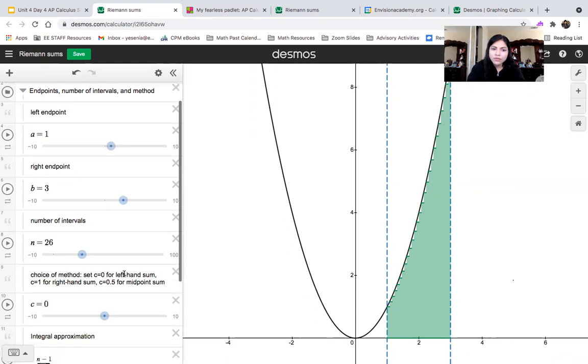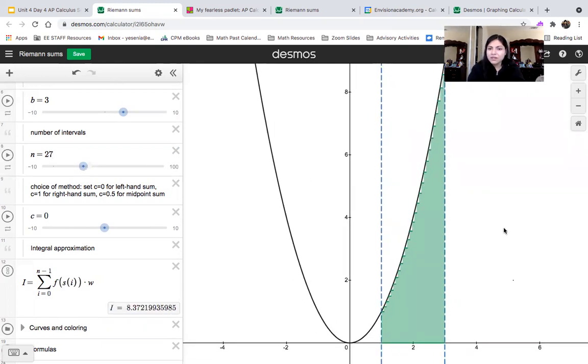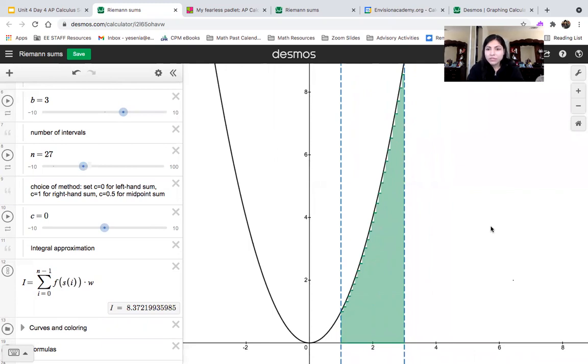And if you scroll down on the tool, you see the sigma representation. And it actually calculates the area for you. So it's saying that it's about 8.36. Then someone else suggested 27. So we did 27. 27 looks very similar to 26 visually, but 27 rectangles is eliminating more white space from under the curve. And then we continue with the trend.